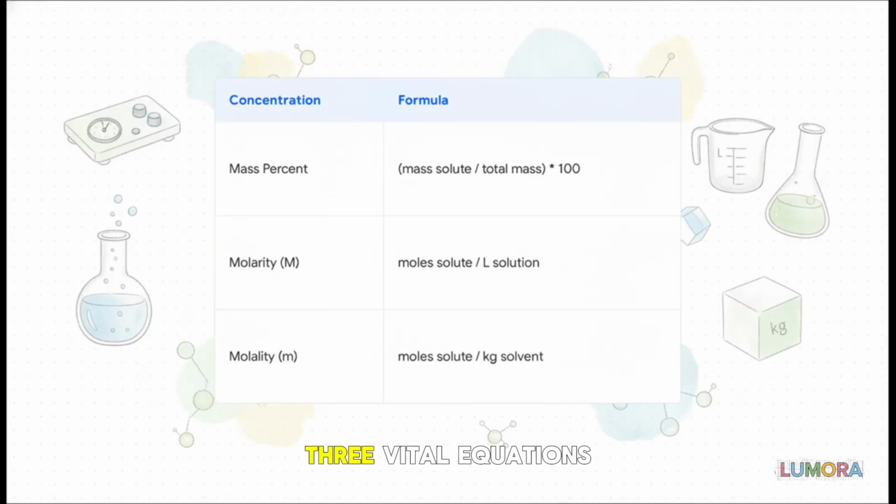Let's lock these three vital equations side by side into your memory. This is basically your ultimate cheat sheet. First up, we have mass percent, which is simply the mass of your specific solute divided by the total mass of the mixture, and then multiplied by 100 to get a percentage. This one is absolutely fantastic for solid mixtures.